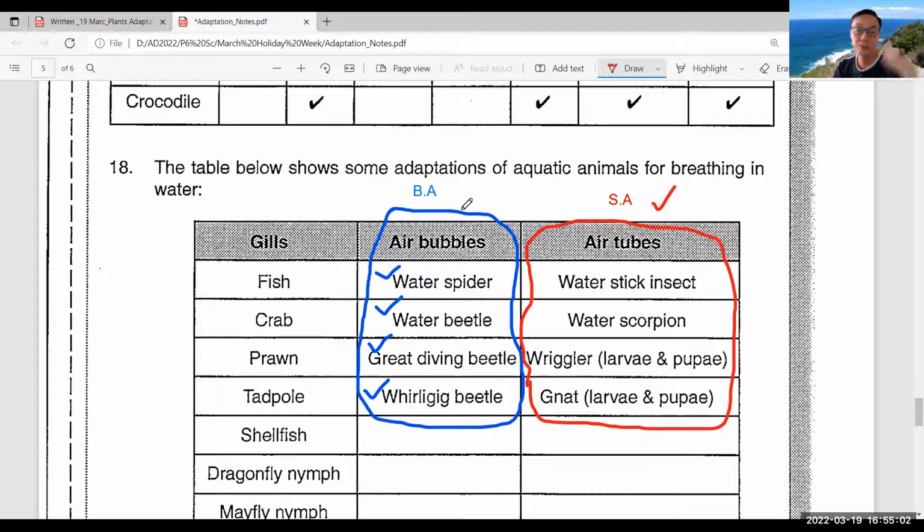They make the bubble. So usually they test you for this. What's the difference in the adaptation between the water spider and the water scorpion? Okay, these two are the water spider. Water spider makes air bubble. Water scorpion depends on this air tube behind its body. So we do a YouTube to share with you the difference of this.